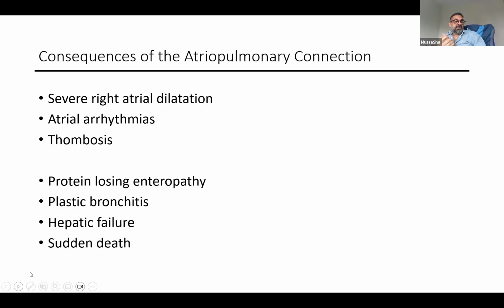The other effects, as I've alluded to, are the effect of increased venous pressure on the splanchnic circulation and on the pulmonary circulation. So protein losing enteropathy was a result of increased splanchnic venous pressure. Plastic bronchitis developed, so that is the formation of casts within the lungs. And in addition to that, there was increased pressure put on the hepatic venous circulation, and many of these things culminated in sudden death.